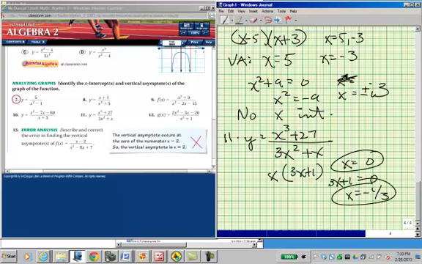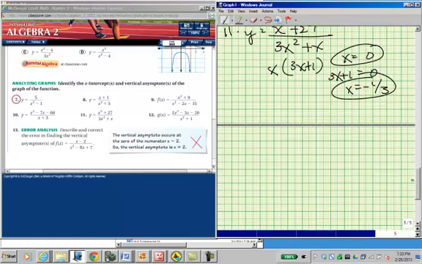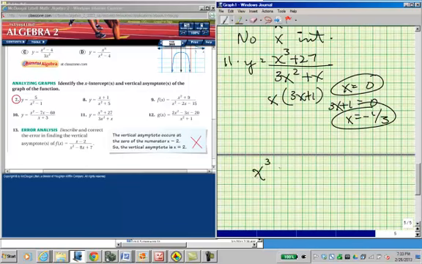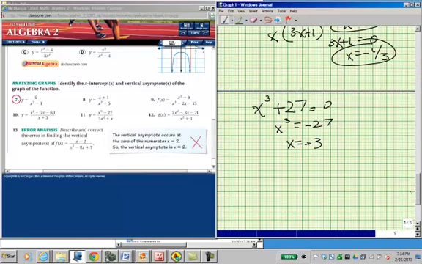Now, what about x-intercepts? Well, we have to factor the numerator, x cubed plus 27. There's a couple of things I want you to be aware of. First of all, we can just solve it. Set x cubed plus 27 equal to 0. Then x cubed equals negative 27, so x has to equal negative 3. The cube root of negative 27 is negative 3. So we have an x-intercept at x equals negative 3.